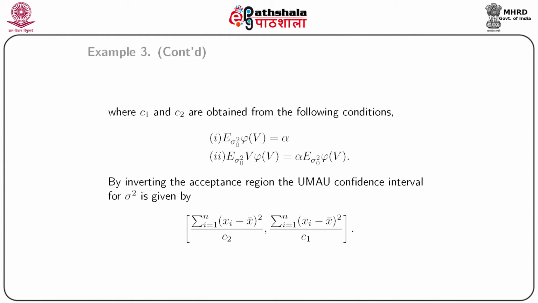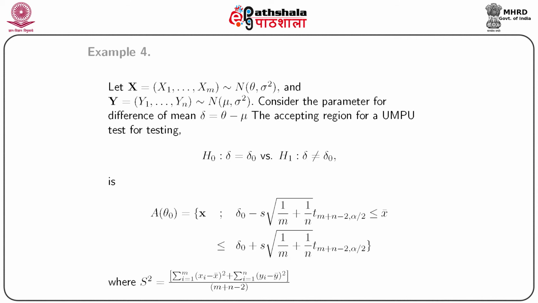By inverting the acceptance region of the UMAU confidence interval, the confidence interval for sigma square is given by the interval: summation i from 1 to n (xi minus x bar) square divided by C2, comma, summation i from 1 to n (xi minus x bar) square divided by C1.